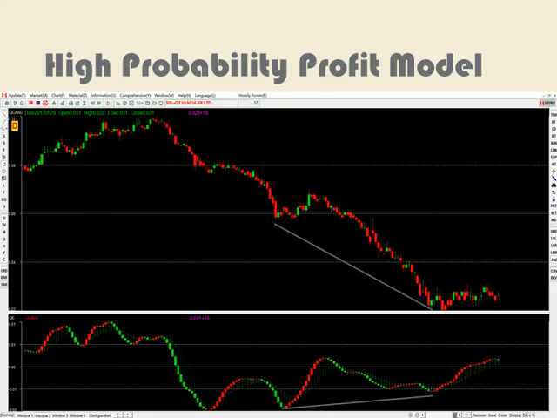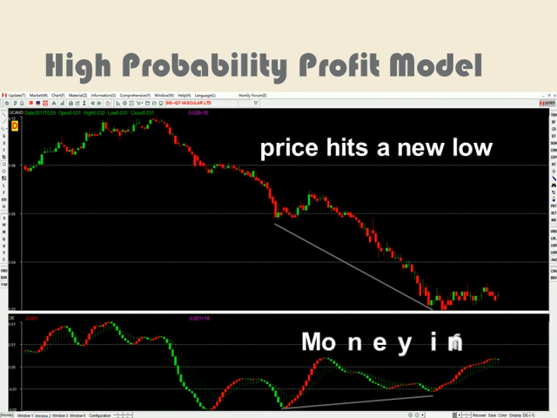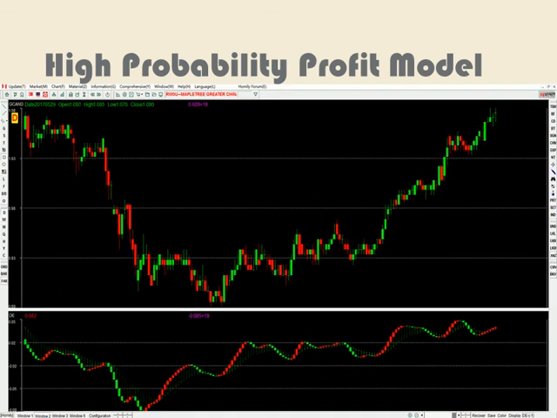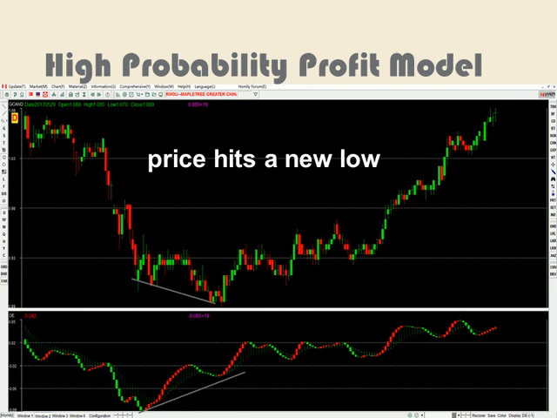Then the high probability profit model. If you see the price going down, but the low point is higher, this is the bottom deviation. Then maybe in the future, the price will go up. Price hits a new low, but banker money inflows. This is a good stock. The index price hits a new low, but banker money inflows, because the low point is higher and banker money inflows. Here is a good choice to get in, okay? Good chance to buy.